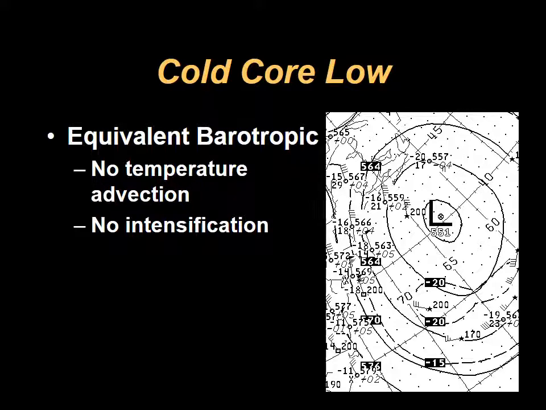So with a cold core low, this is an equivalent barotropic atmosphere. You really don't see any temperature advection here. And as a result, these weather systems don't intensify. They just kind of spin and die.